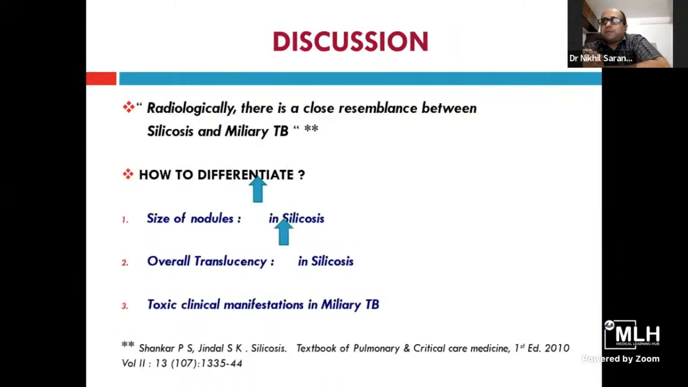So in brief, I want to discuss the importance of silicosis in tuberculosis. Radiologically, there is a close resemblance between silicosis and miliary tuberculosis. How will we differentiate? The size of nodules differs, and the overall translucency is more in silicosis. Miliary tuberculosis will have more toxic clinical manifestations like fever and other things. Next.